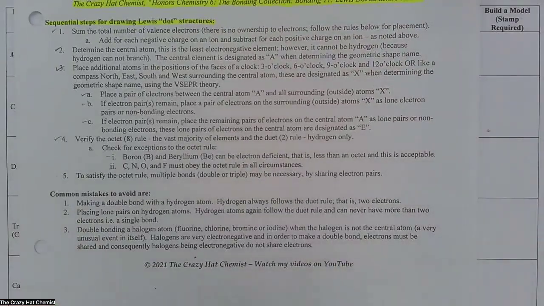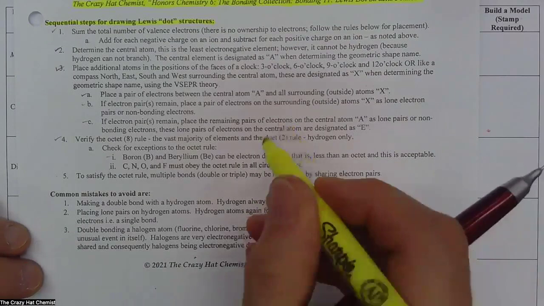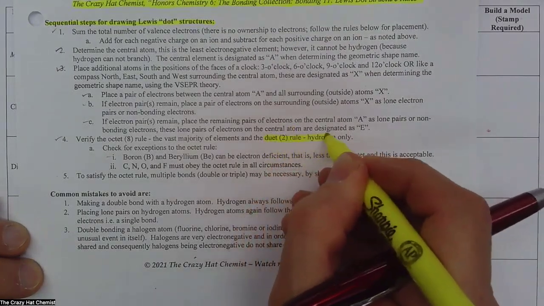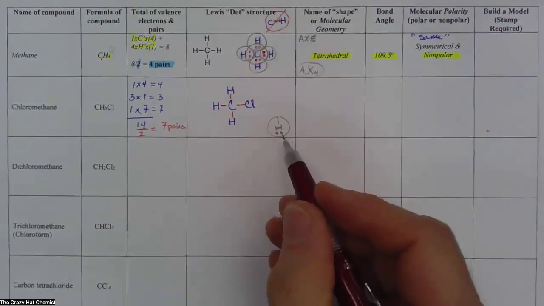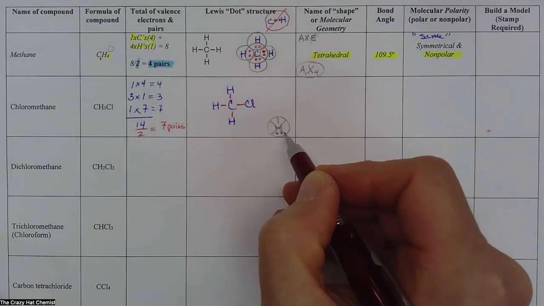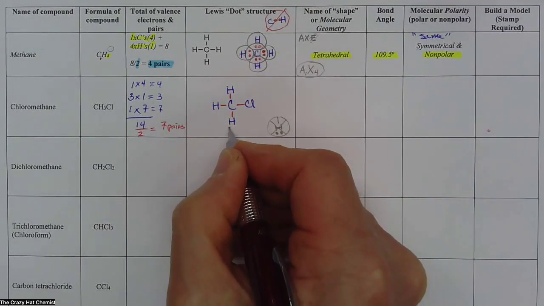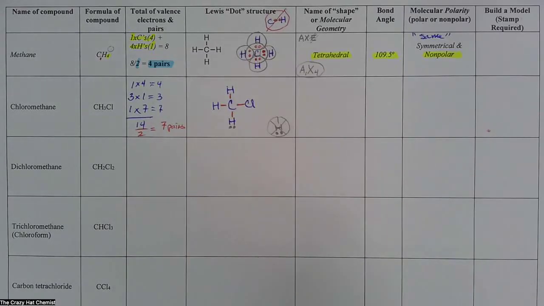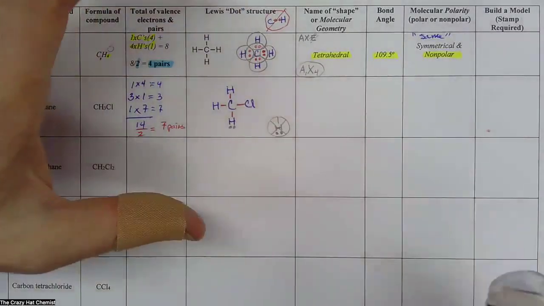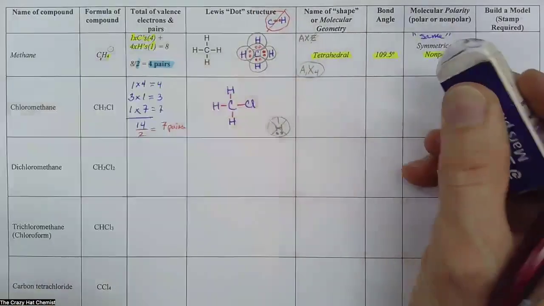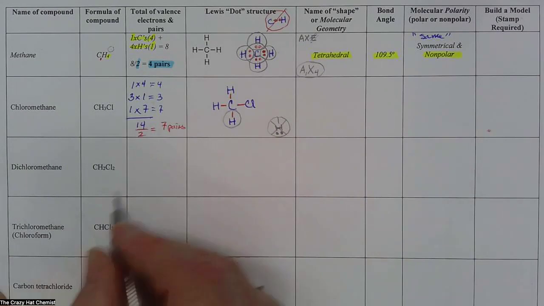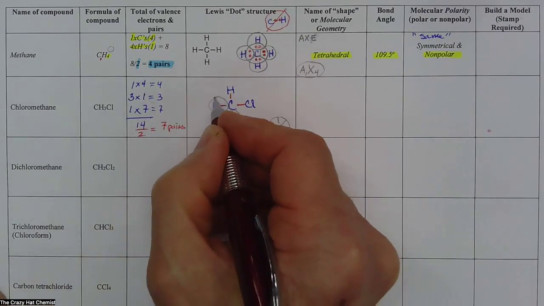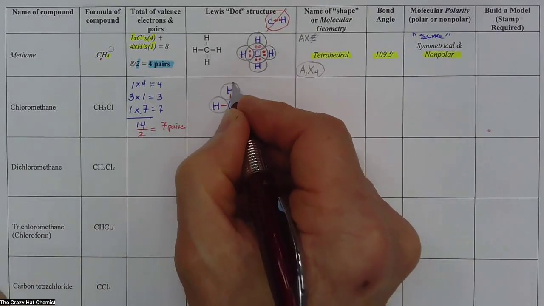Well, we have to answer the question by looking at this, and it says the duet rule applies for hydrogen. So that means hydrogen must only have 2 electrons. We cannot do this. Wrong answer. So this can never happen with hydrogen because it already has 2 with that pair of electrons with that red line. That is a duet. That is a duet. That is a duet.